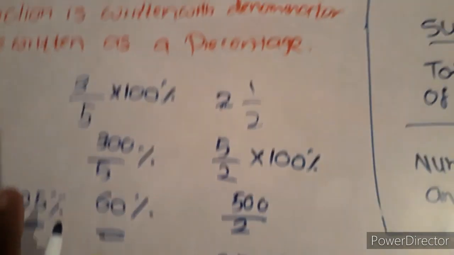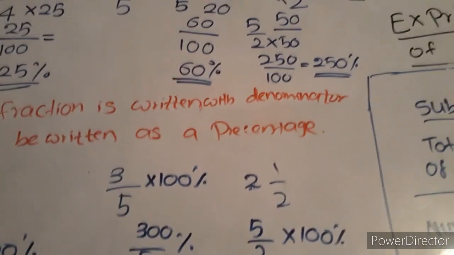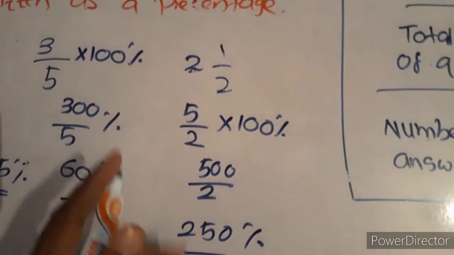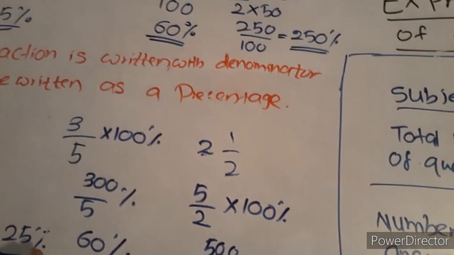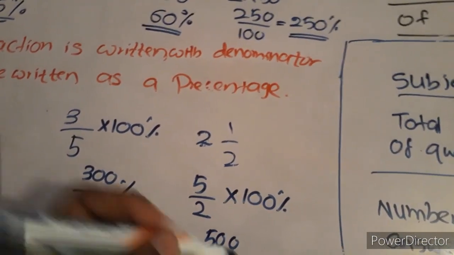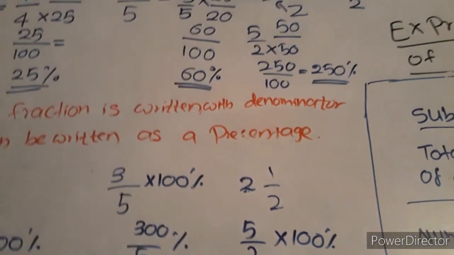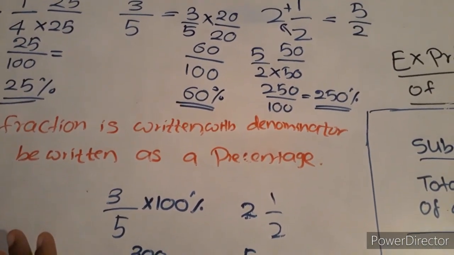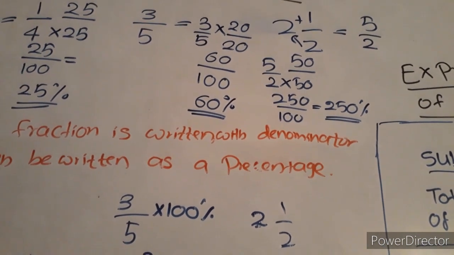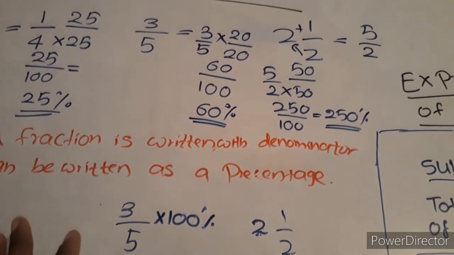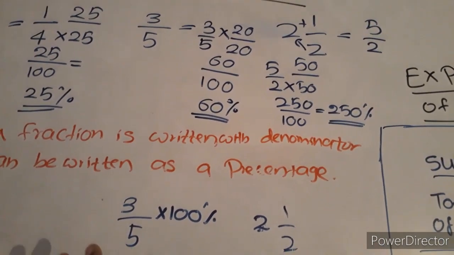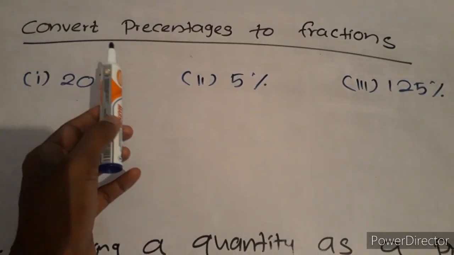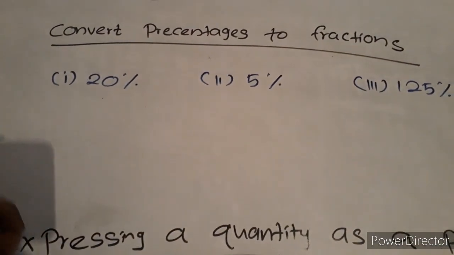To indicate the percentage, we have to write the percentage symbol everywhere. Don't forget to write this symbol. Okay, now you know how to convert a fraction to a percentage. Now we'll see how to convert percentages to fractions.